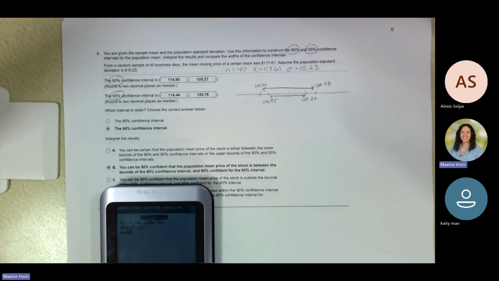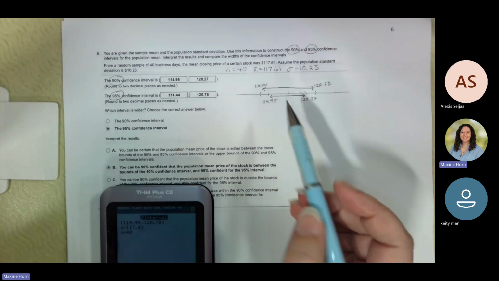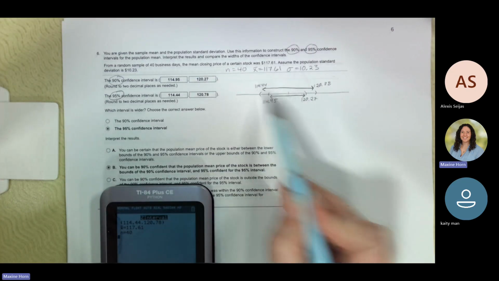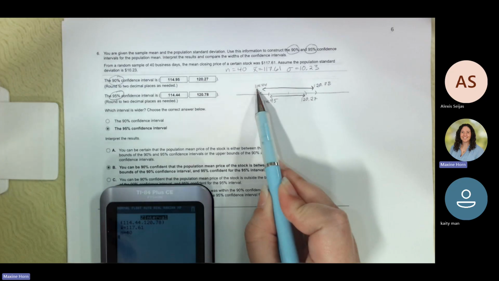Can we still get this answer by subtracting the larger number from the smaller number? Can you clarify, backwards? Okay, the smaller number from the larger number. Do you mean like saying 114.95 minus 114.44?